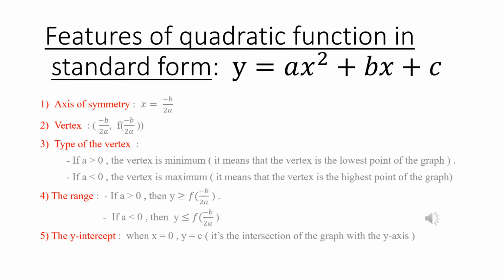The y-intercept is the point of intersection between the graph and the y-axis. It's always defined by x equals 0, y equals c.